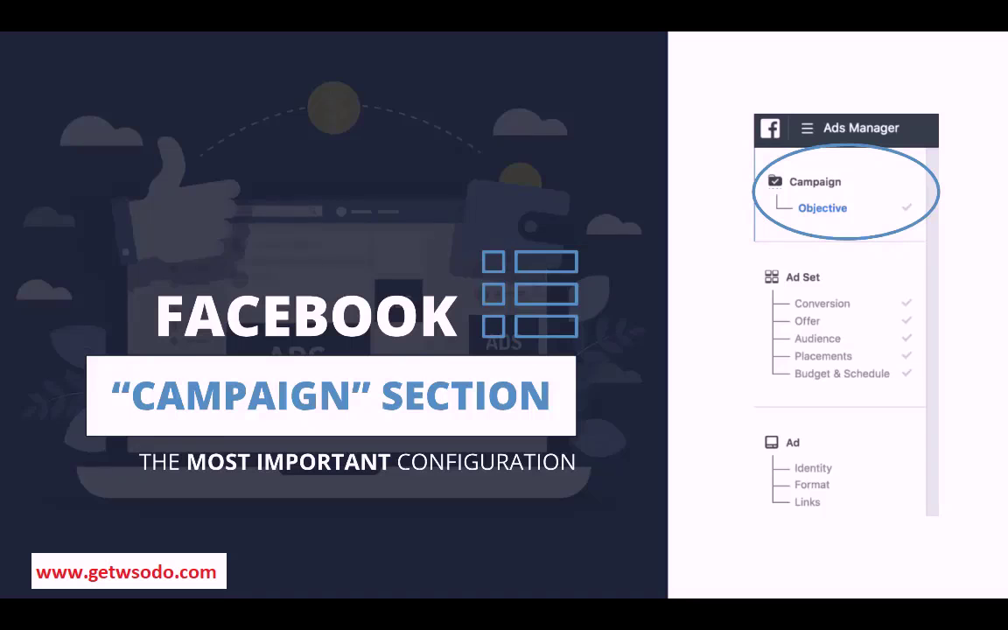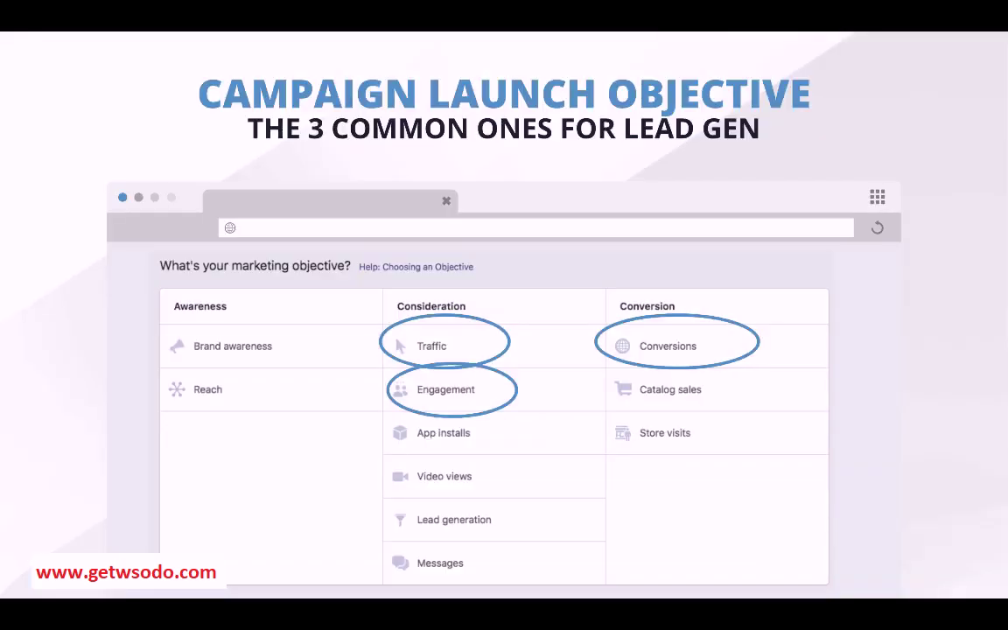Okay, so now we're going to talk about how to actually set up a Facebook campaign and which settings are the best configurations for lead gen. So typically, there are three main objectives that people choose when they set up an ad campaign for lead gen. So when you're setting up, the first thing that Facebook is going to ask when you go to start an ad campaign is what your marketing objective is.